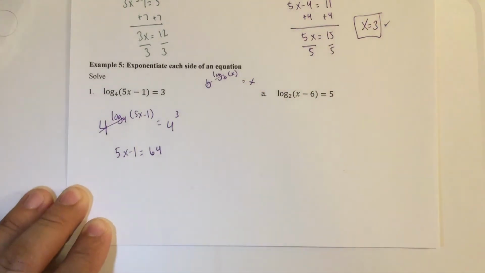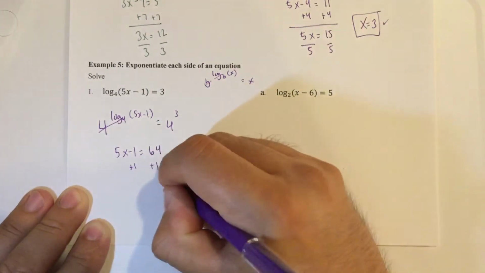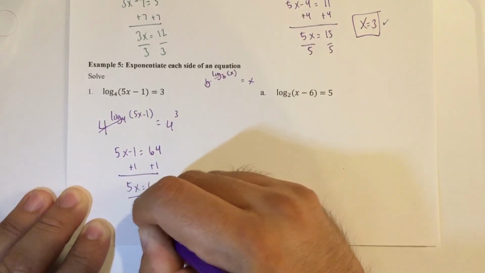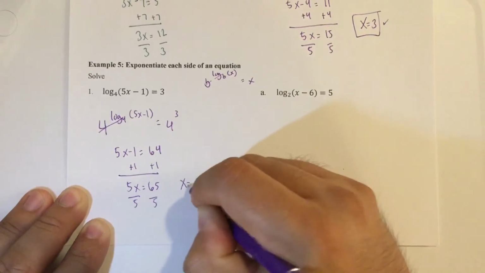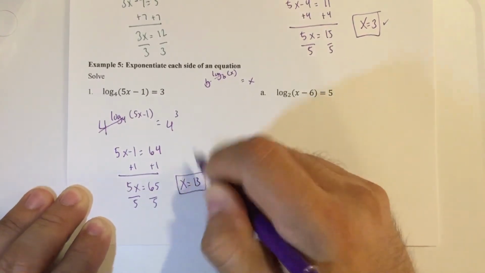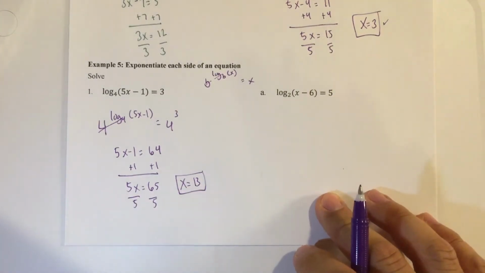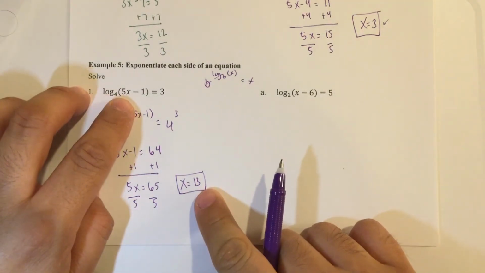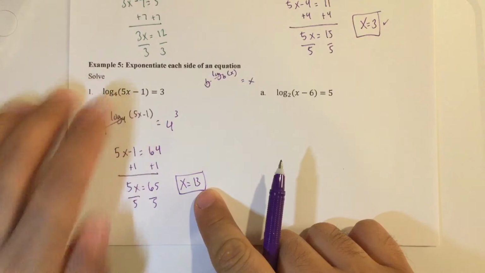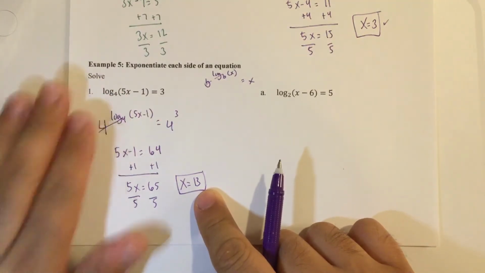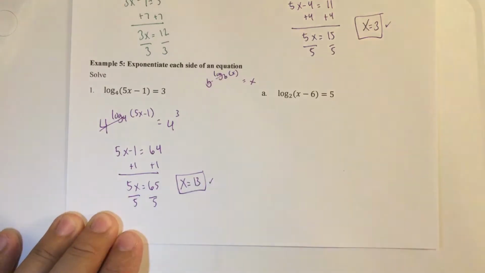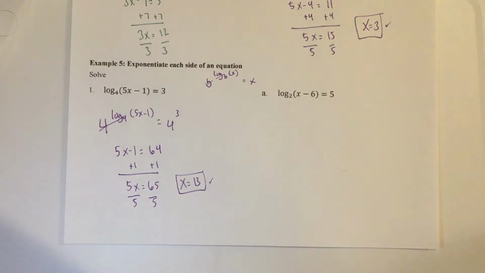And now we just solve it. Add the 1. 5x is equal to 65. Divide by 5, and x is equal to 13. Okay, so we can always plug this in. 5 times 13 is 65. 65 minus 1 is 64. And so log base 4 of 64 does equal 3. You can double check that in the calculator if necessary.